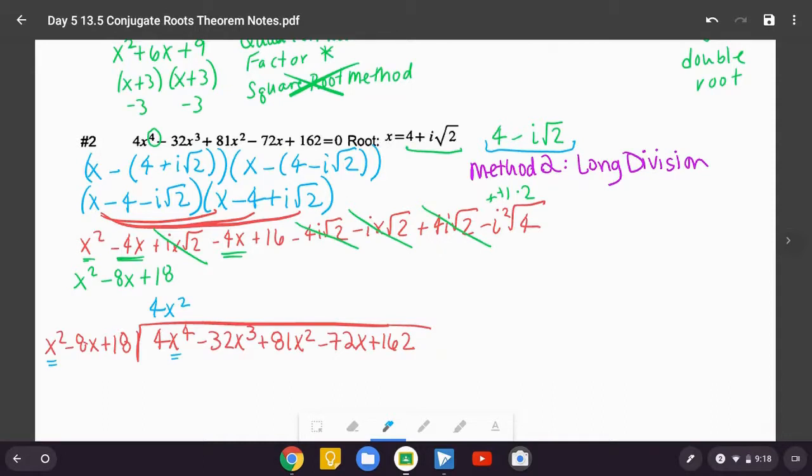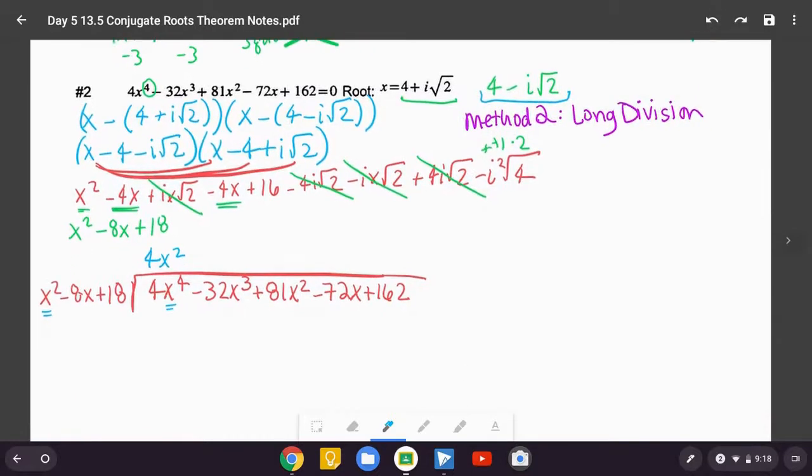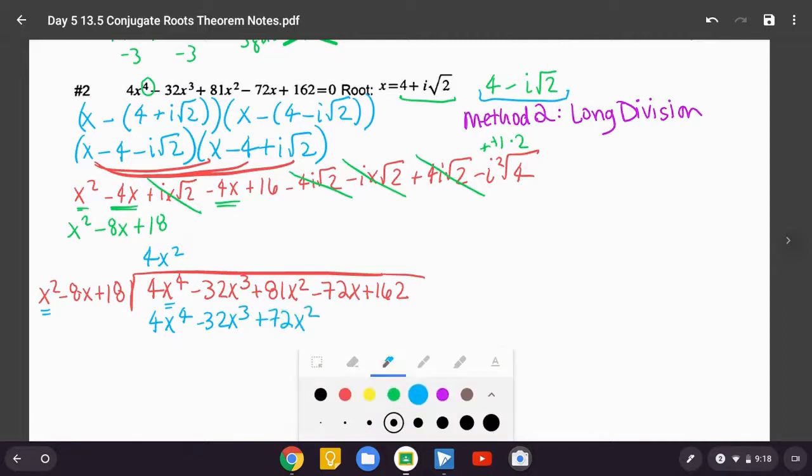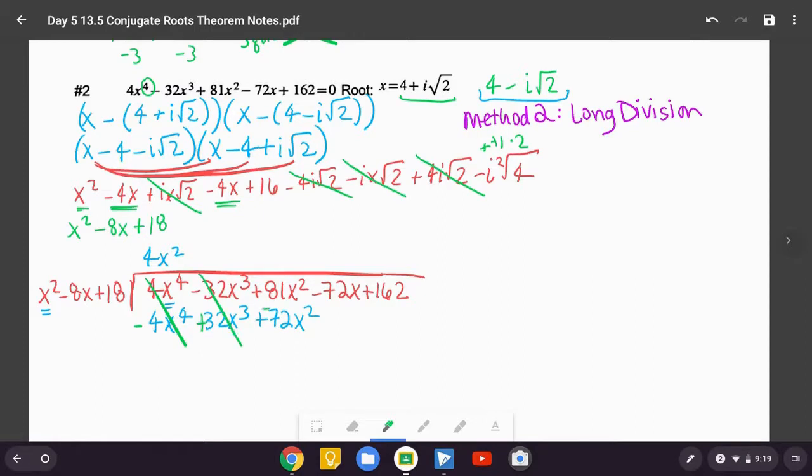All right, so I need to distribute the 4x squared to the divisor. So that would be 4x to the fourth minus 32x cubed plus 72x squared. All right, so I need to subtract. So 4x to the fourth minus 4x to the fourth, those will cancel. I'm going to subtract. So notice I'm changing these to add the opposite. This cancels, and then I make that negative. So that gives me 9x squared.